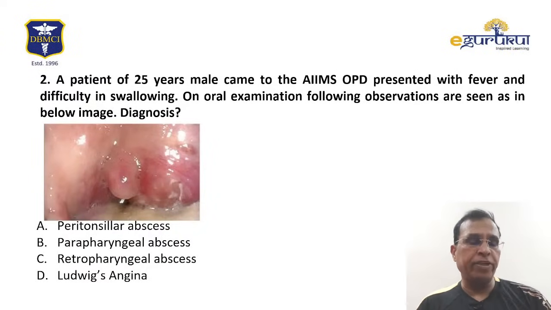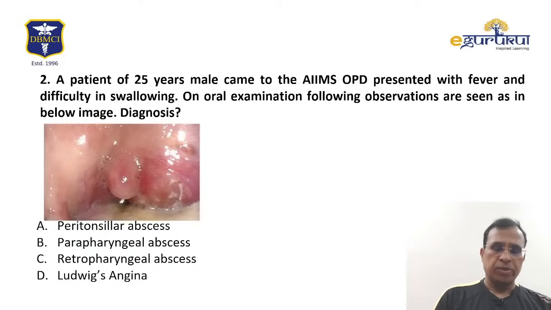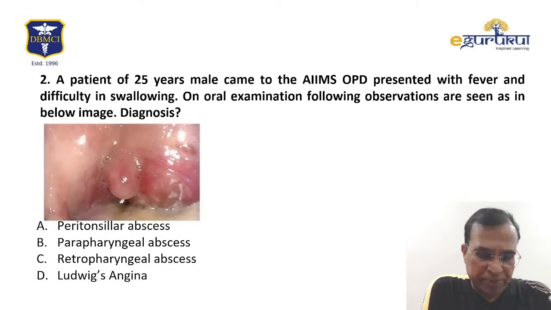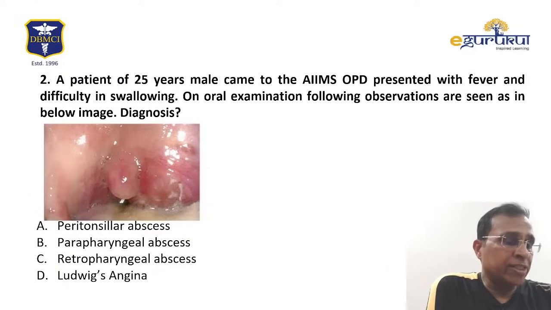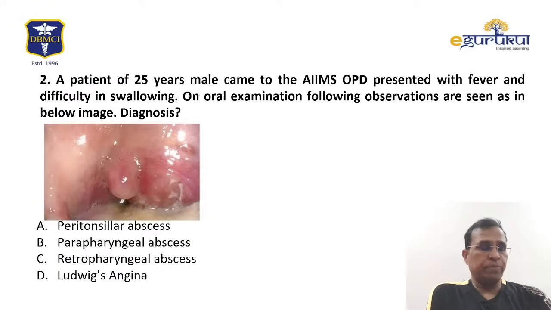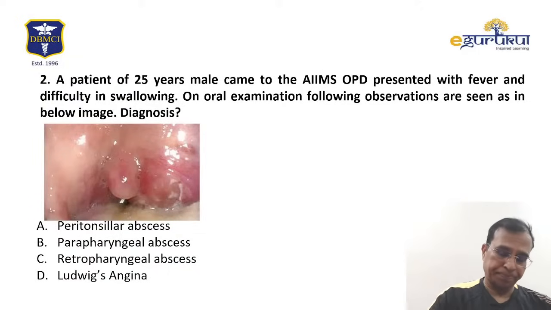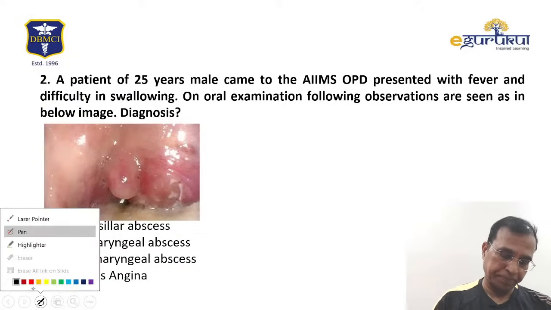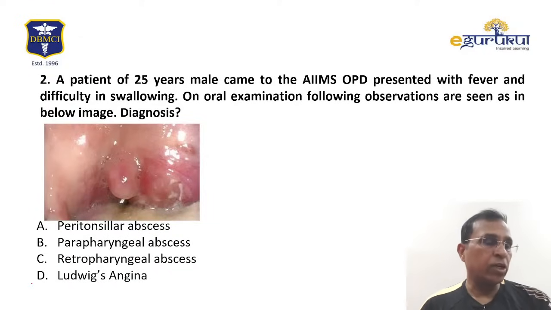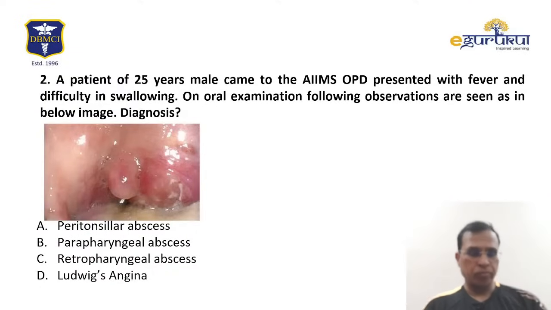A 25-year-old male patient came to AIIMS OPD with fever and difficulty in swallowing, and you can see the examination. So, straightforward diagnosis: peritonsillar abscess, parapharyngeal space abscess, retropharyngeal space abscess, Ludwig's angina. So what is your answer, guys and girls? Please write the answer. Second question in 2020.